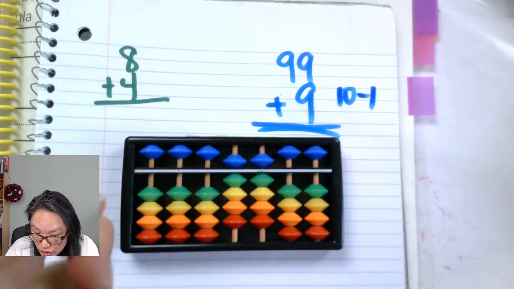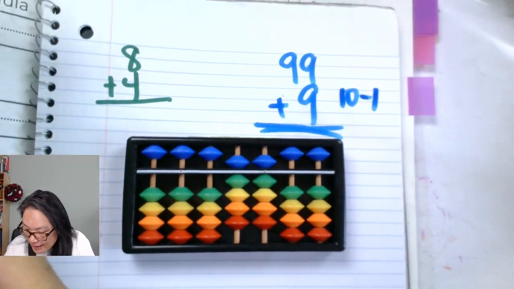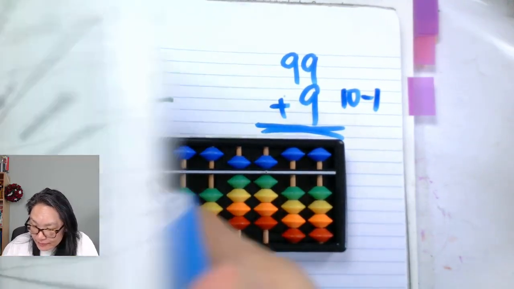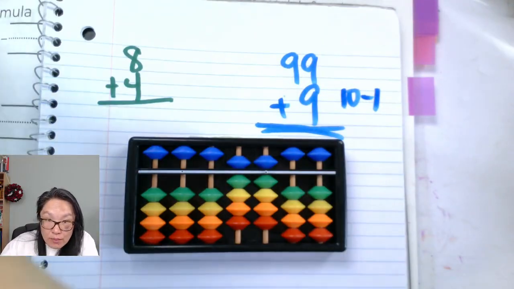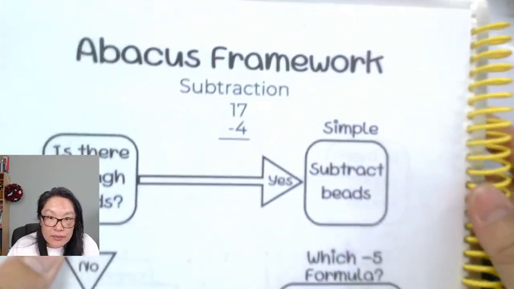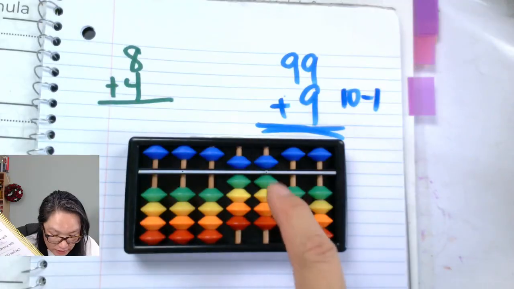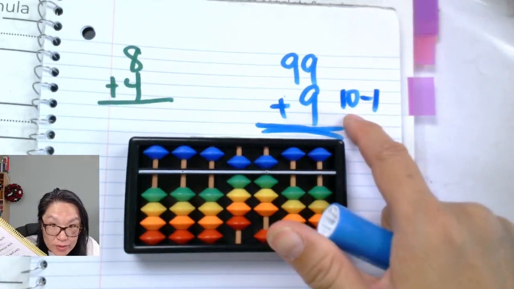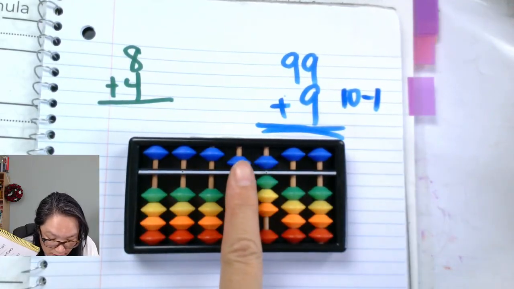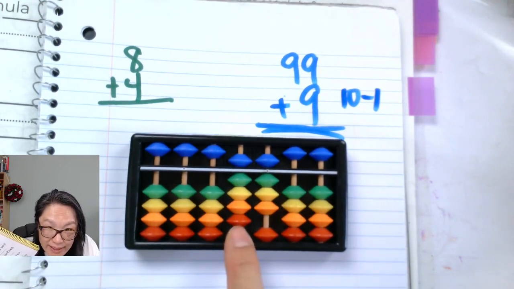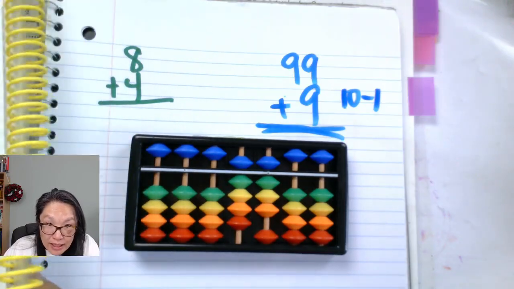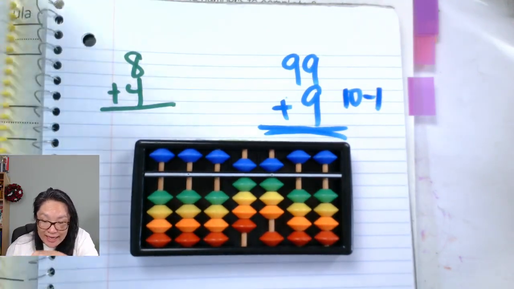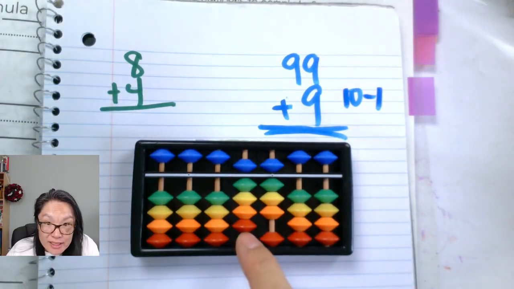So what we need to do, we need to plus the 10. We want to minus the 1. Can we take away the 1? Yes, we can. So we're going to take away the 1. Now what we're going to do is plus the 10. 10, remember, is 1, 0. Remember how we counted? Can we add the 1? No, we cannot, because there's not enough beads to add the 1.